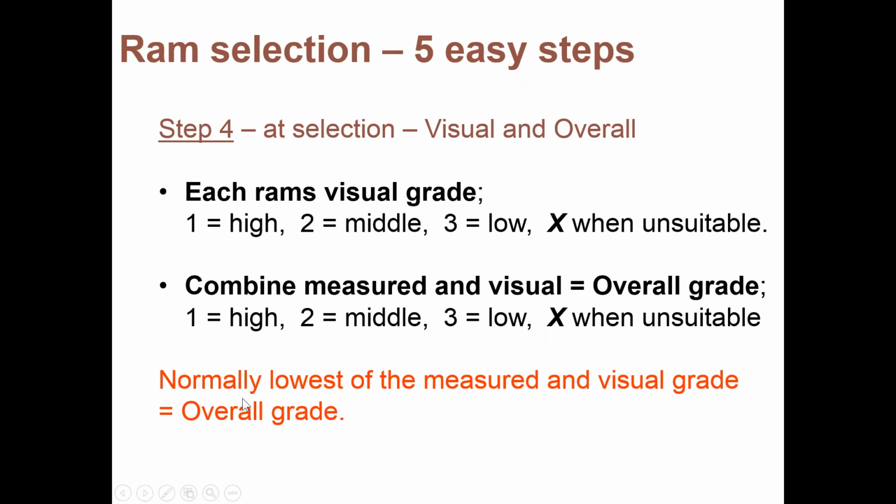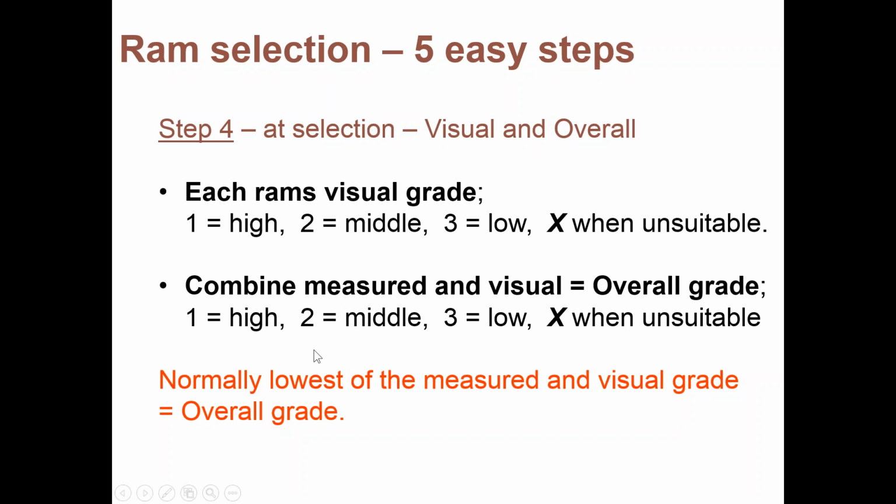Then step 4 is going through and doing the visual grading. So as well as the measured grade, look at which you've got marked down in your catalogue. Then you look at the visual grades, grade those, and then without necessarily even putting down that visual grade, you can just step straight on to writing down what your combined grade for both measured and visual traits is.